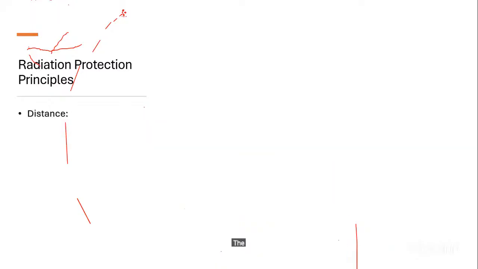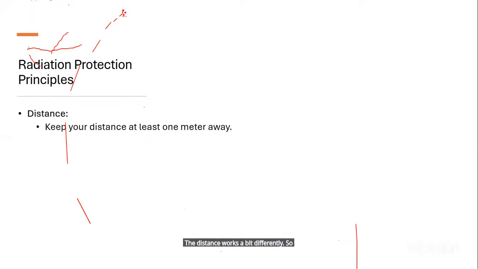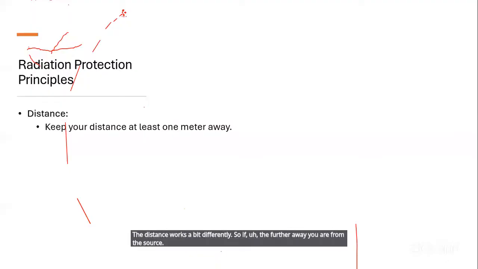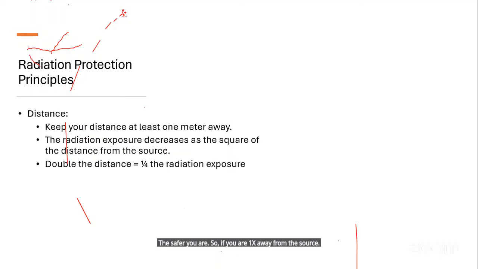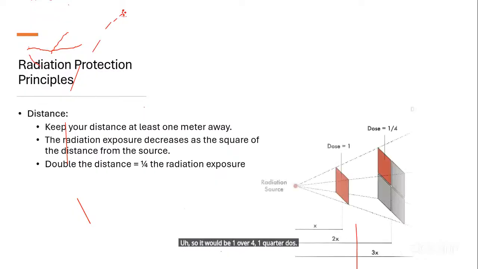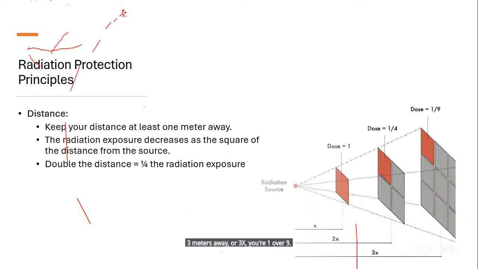The distance works a bit differently. The further away you are from the source, the safer you are. If you are x away from the source, then the dose is 1 over x squared. So if you're 2 meters away from the source, you'll get 1 over 4, a quarter of the dose. At 3 meters, or 3x, you get 1 over 9 of the dose. So you reduce the dose tremendously. At 4 meters, 1 over 16 of the dose. So distance is a great way to keep from getting exposure.